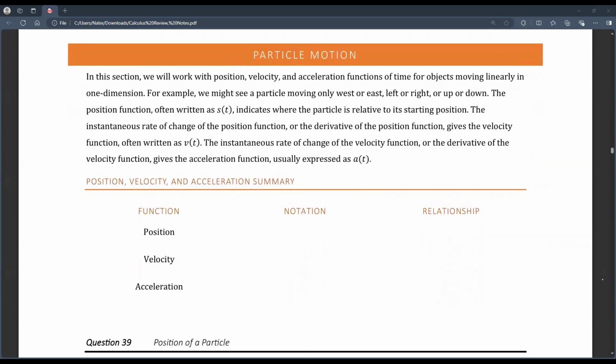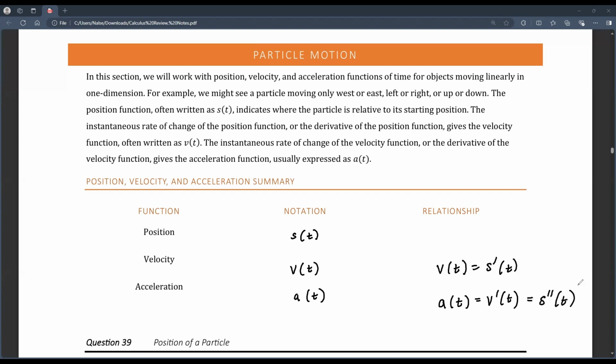Particle motion. The AP Calc curriculum includes particle motion problems, which require students to relate position, velocity, and acceleration, all functions of time. Position is often written as s of t, velocity, v of t, and acceleration, a of t. You need to know that the velocity function is the derivative of the position function, and that the acceleration function is the derivative of the velocity function. In other words, we will use the first and second derivatives of the position function to find v of t and a of t.